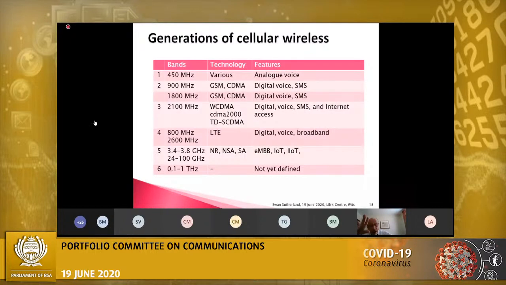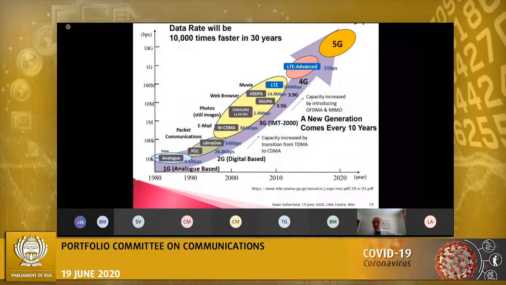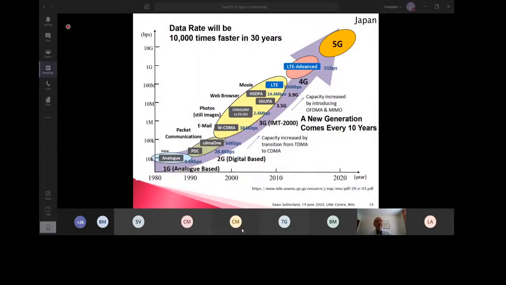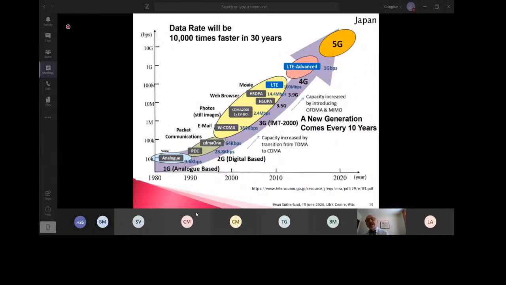So we have these generations, and already, I hate to spoil this, people talk about 6G, and there's quite a lot of work done on that at these amazing high frequencies. That's from the Japanese ministry, and it simply says that the data rate has gone up 10,000 times in 30 years. And we have gone through amazing changes, and that will carry on.